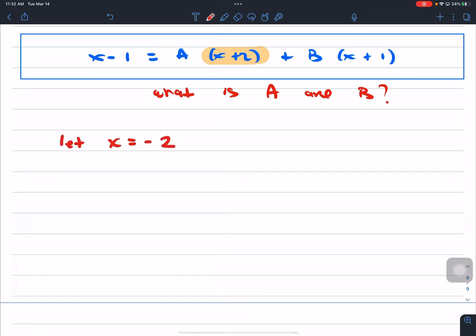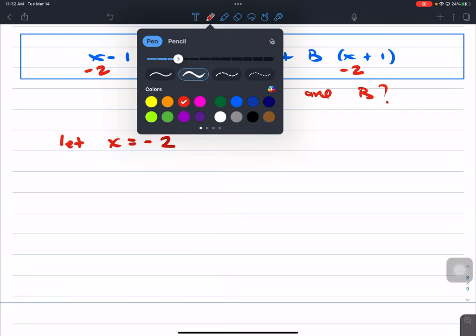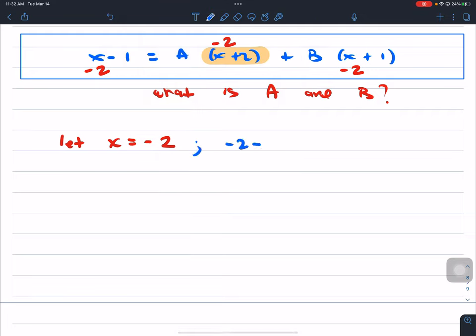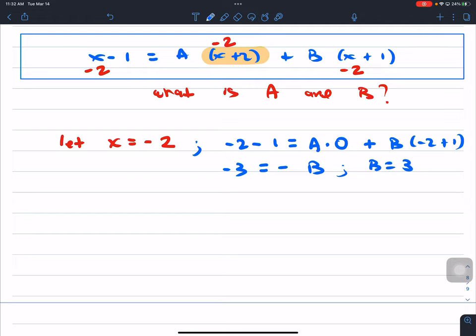Let x be negative 2. If x is negative 2, wherever there's an x, replace it with a what? Negative 2. Okay? What that gives you is negative 2 minus 1 on the left side. This is going to be A times 0. Is that true? Plus B times (negative 2 plus 1), which means negative 3 equals negative B. Is that right? What does that mean about B then? B equals what? 3. You found the constant. That's what you're looking for.